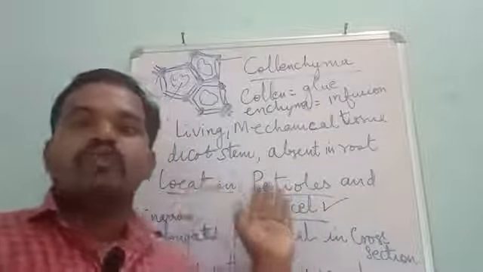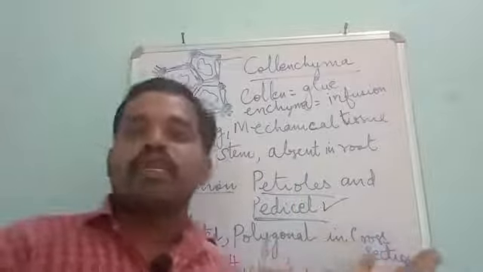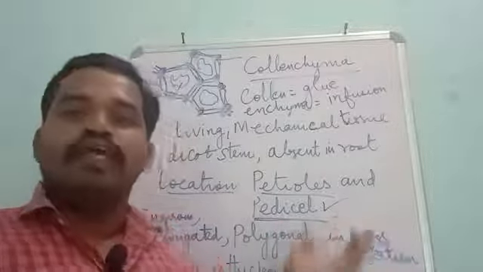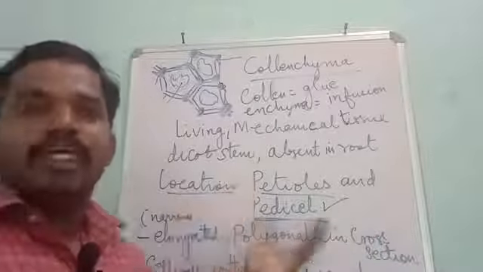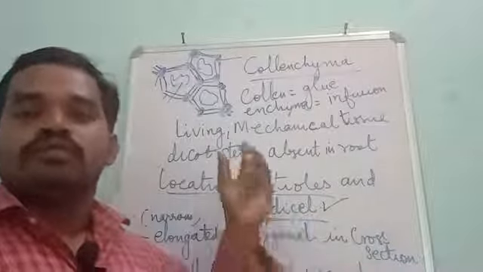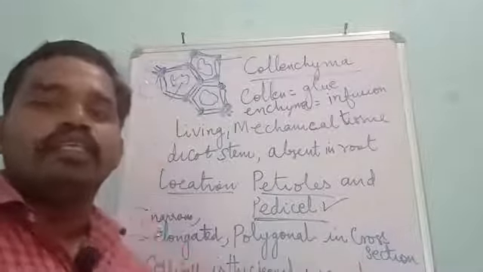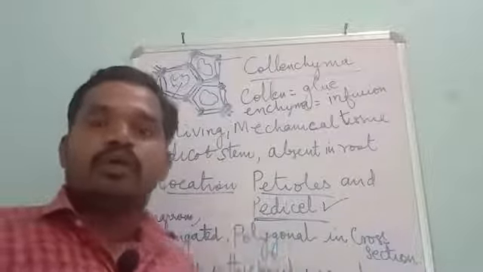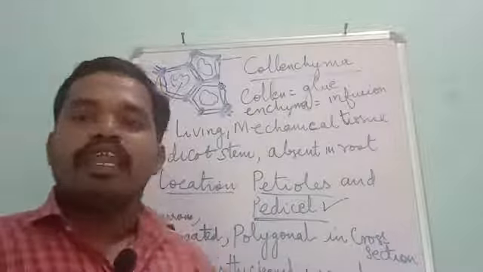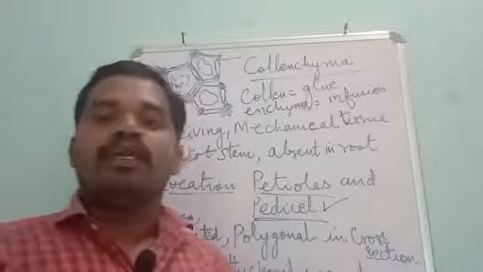The cell wall of the collenchyma cell is made up of cellulose. Along with the cellulose, we will find hemicellulose and pectin. Based on the pectin deposition, collenchyma has three types: one is angular collenchyma, another is lacunar collenchyma, and the third is lamellar collenchyma.